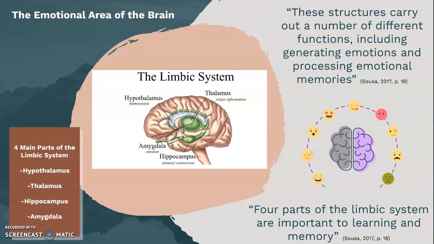The four main parts of the limbic system include the hypothalamus, thalamus, hippocampus, and amygdala, and it is called the emotional part of the brain because these structures carry out a number of different functions, including generating emotions and processing emotional memories. All parts of the brain communicate and work with each other, but these four parts of the limbic system are important to learning and memory.